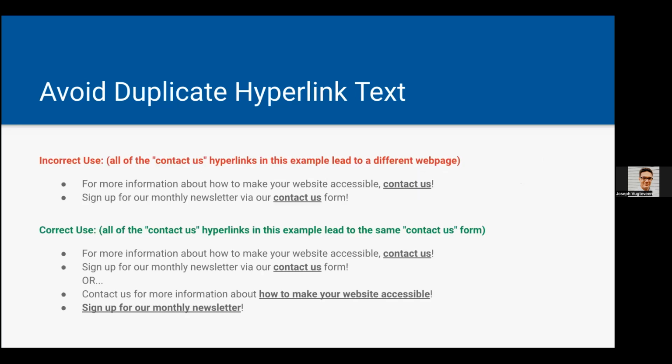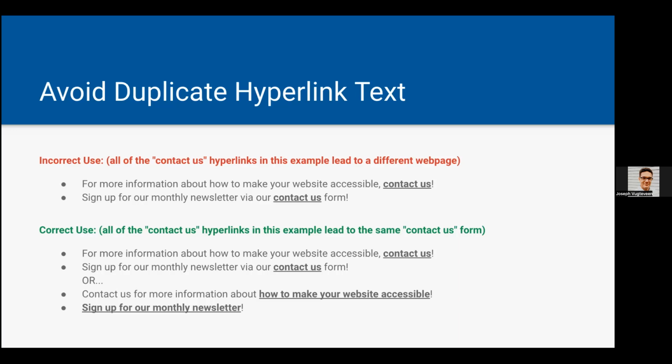So here's a few examples, and these are going to look funny, but I'll explain why they make sense. In this top one, these two "contact us" links go to two separate forms. That's a problem. Someone using a screen reader or simply looking through your page at the links sees "contact us, contact us," and it goes to two different areas. That's a problem. We need to be specific. The correct use looks exactly the same, but those two "contact us" links are going to the same contact us form. So that would be okay.